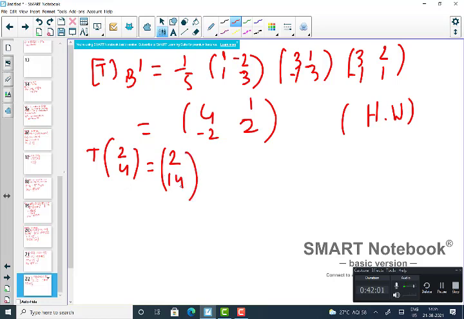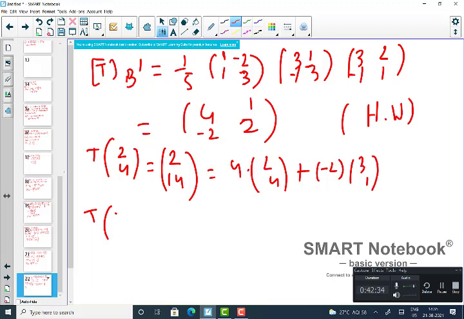Now how to write down these in terms of the same basis? So we write down 4 times (2, 4), or rather, minus 2 times (3, 1), right? Then you'll have 8 minus 6 equal to 2, and 16 minus 2 equal to 14. This is the answer.